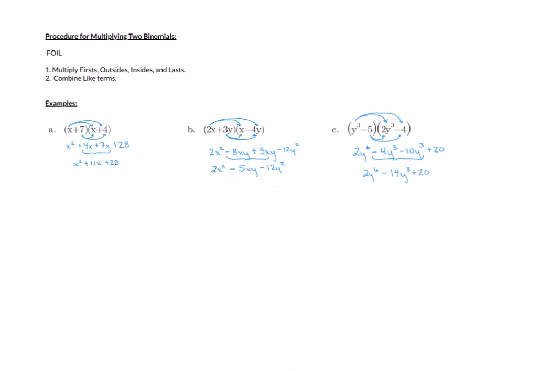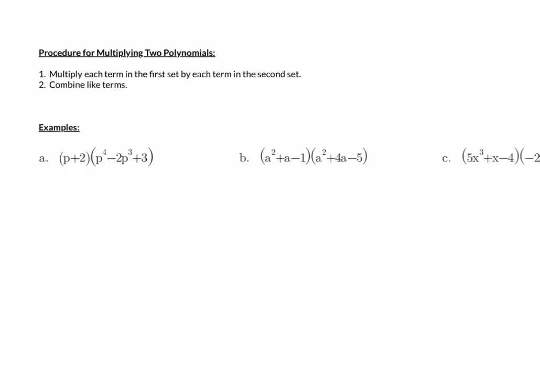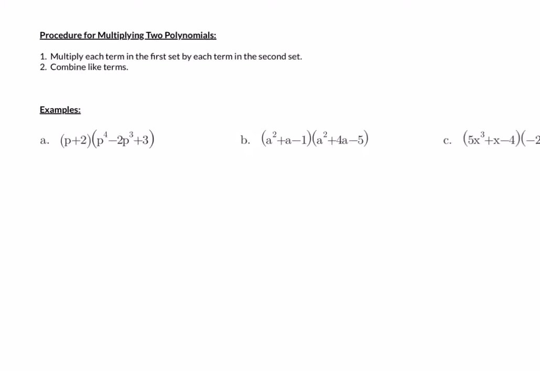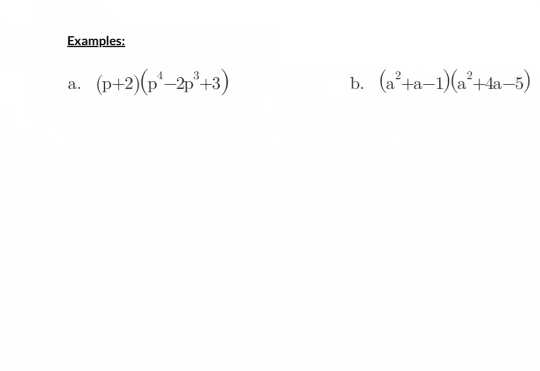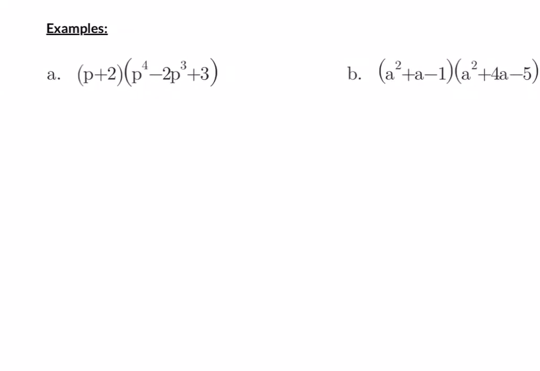All right, so now let's extend it even further. Let's talk about multiplying polynomials in general. To multiply two polynomials, we want to multiply each term in the first set by each term in the second set. From there, we combine like terms. I'm going to show you two ways to do this. The first one is going to be using a horizontal technique, just like what we did when we were working with the binomials.